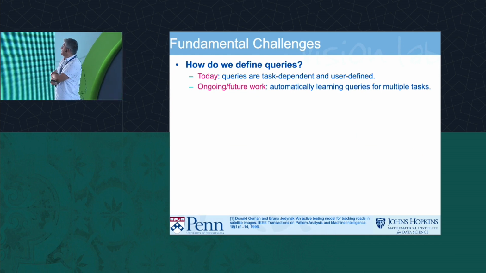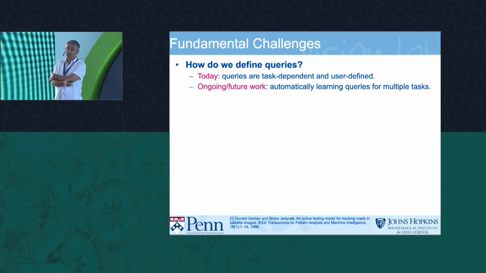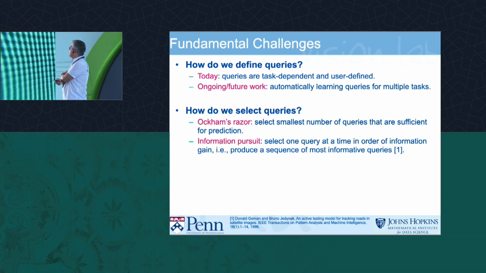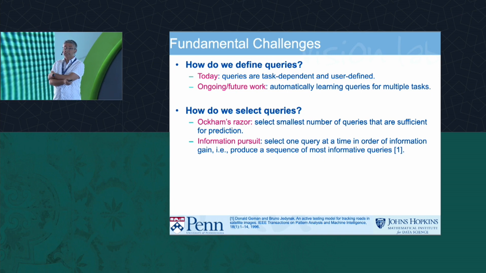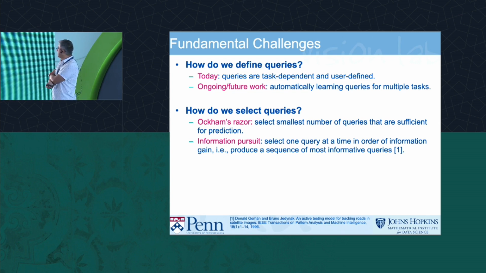So how do we actually do it? First, we need to define the queries. I already touched upon that, and for this talk, I'll assume that the queries are given, and I gave you 4 examples of what those queries are. The next is, how do we select the queries? As I already said, and this is the correction here, we're going to select the smallest possible number of queries that are sufficient for prediction. So minimality and sufficiency is the definition of a parsimonious representation here.